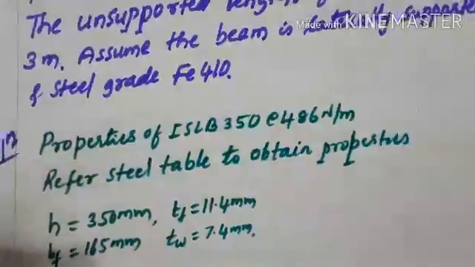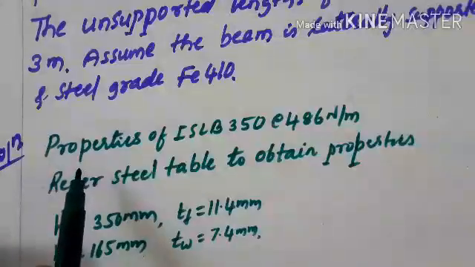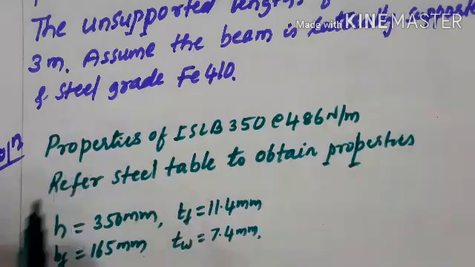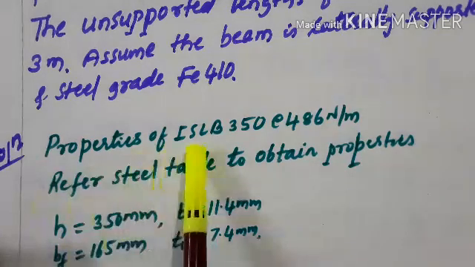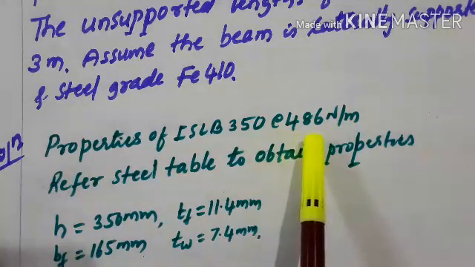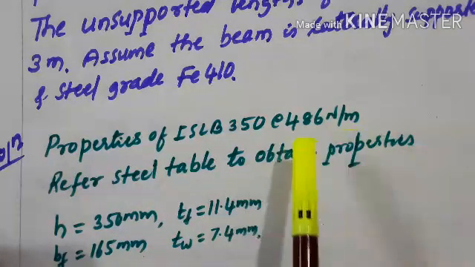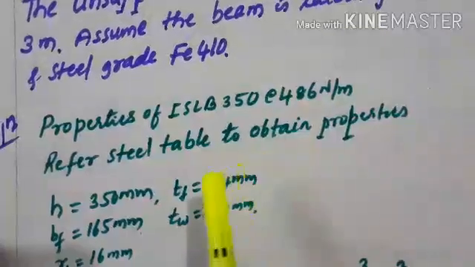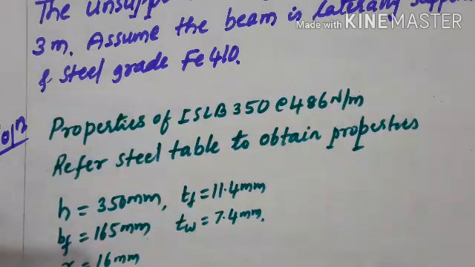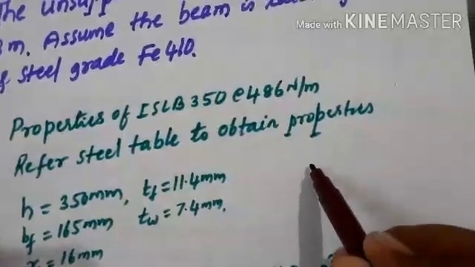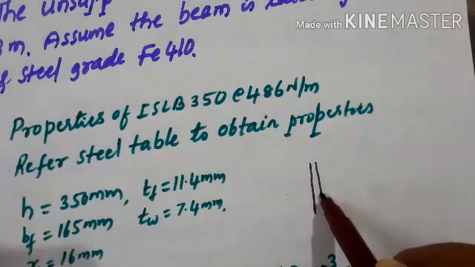As usual, we have to get the properties of the section given. From the steel table, you have to take the properties of the section. For ISLB 350 at 486 Newton per meter, take all the properties of the ISLB 350. This is ISLB 350.